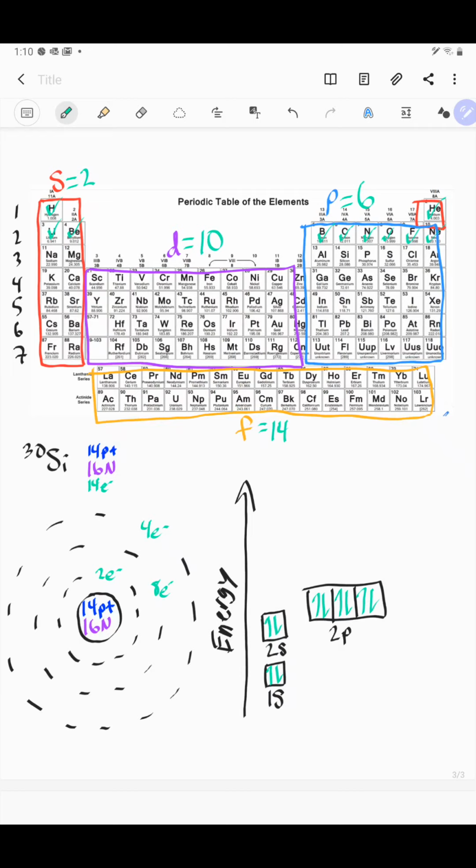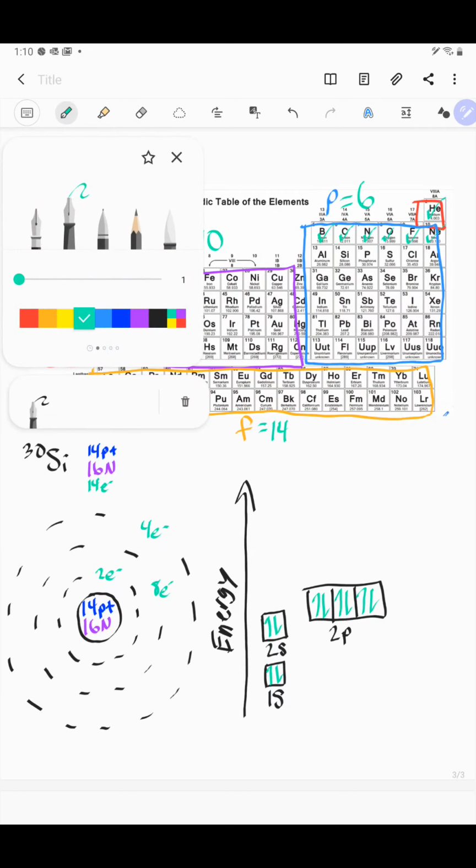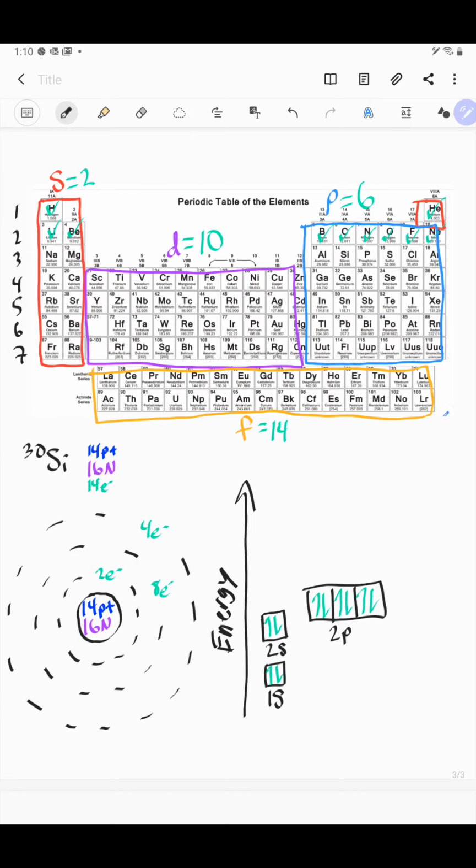And notice how we are still not at silicon. So we still have more to draw. So where are we next? We move left to right. We are all the way right. So we're going to have to go down to the next energy level, energy level 3, the third energy level. This is the third energy level and the s orbital.